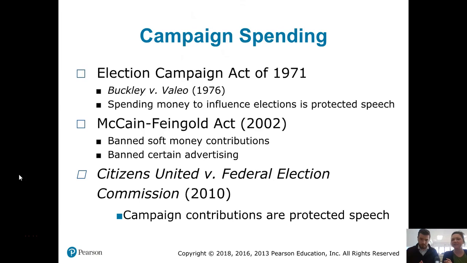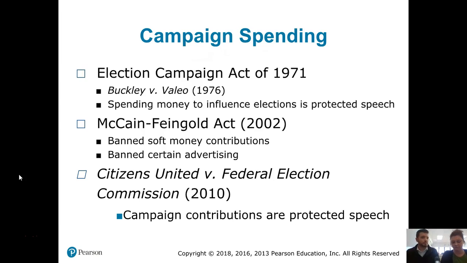So if I spend money or give money to a candidate, that is me exercising my freedom of speech. This comes up especially now, when we see large corporations donating gobs of money to certain presidential or congressional candidates. Some people say that is unfair, because just because they have so much money, they're going to have a much bigger influence on the campaign. But the Supreme Court does say that donating to certain campaigns is protected speech.